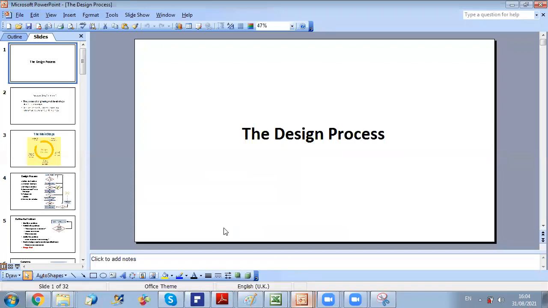Okay, so now to start with the design process. In this session, we will introduce the design process in general. Then we will consider the engineering design process.